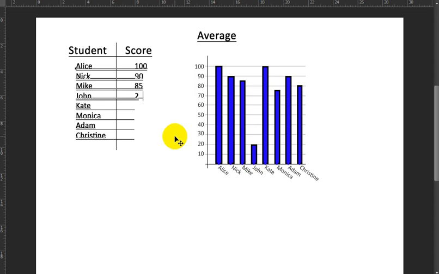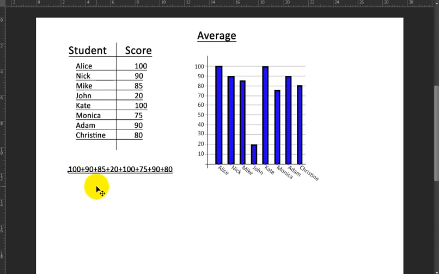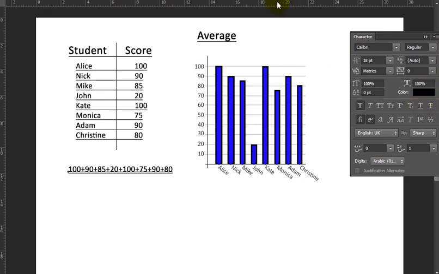John reached 20, so he scored 20. Kate got 100%. Monica got halfway between 70 and 80, so that's 75. Adam got 90, and Christine got 80. Right? And this teacher wants to understand, okay, did this class understand the subject well? What they would have to do is add up all of the scores, all of them, and then divide by the number of students. So they would do 100 plus 90 plus 85 plus 20 plus 100 plus 75 plus 90 plus 80, and then divide all of that by 5.